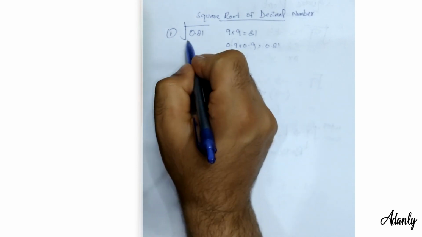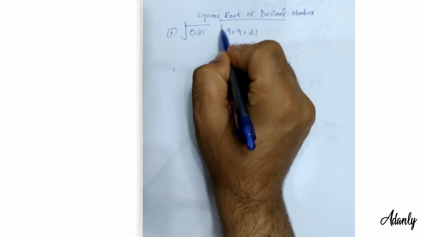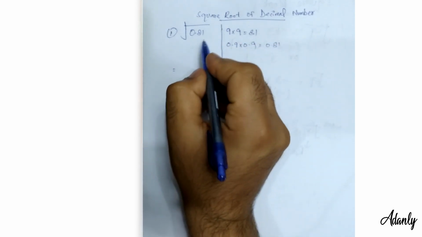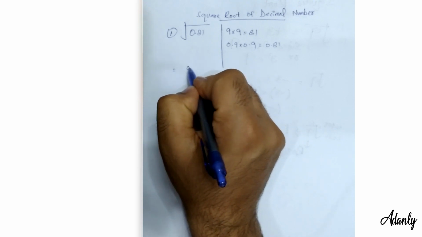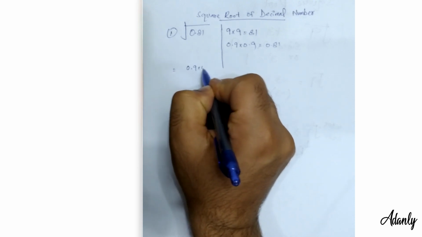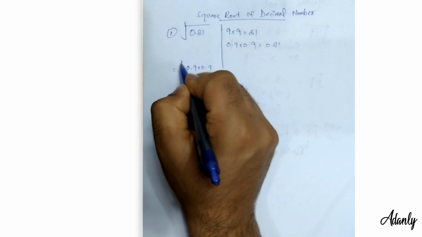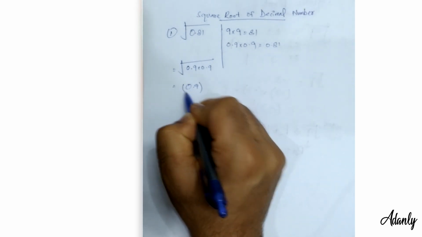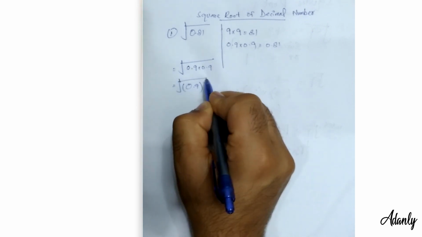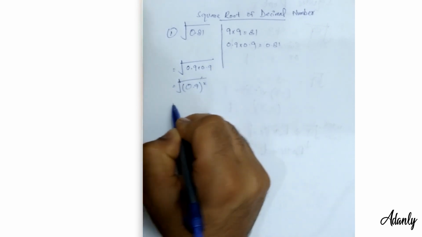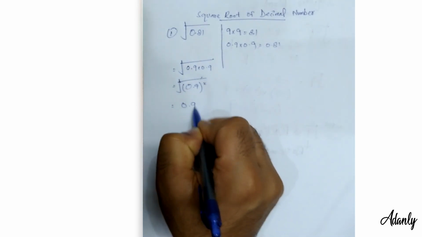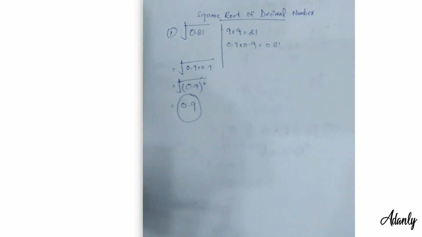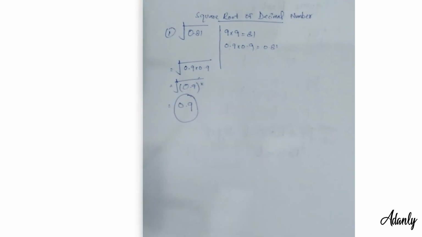So we can also write this as 0.9 multiplied by 0.9 under the square root. Now we can write it as 0.9 whole square under the square root. We will cancel the radical sign and the square with each other, and we have 0.9, which is the square root of 0.81.